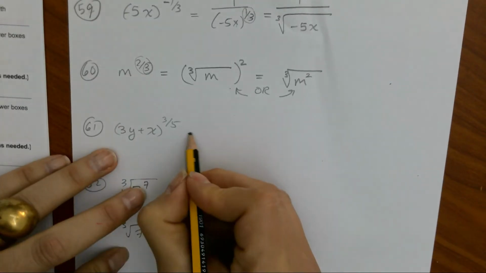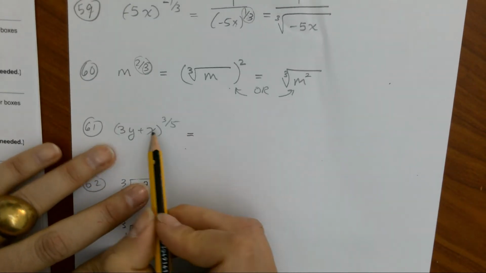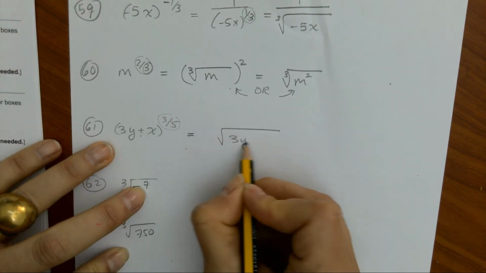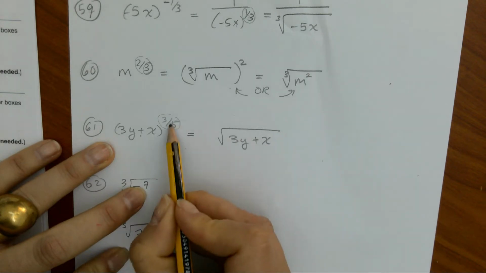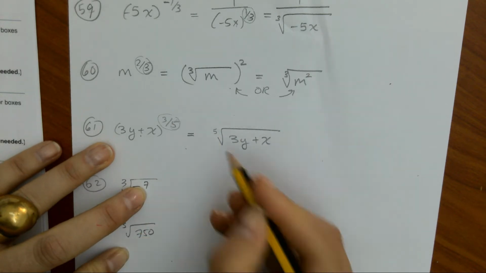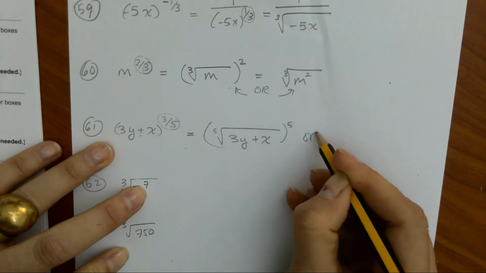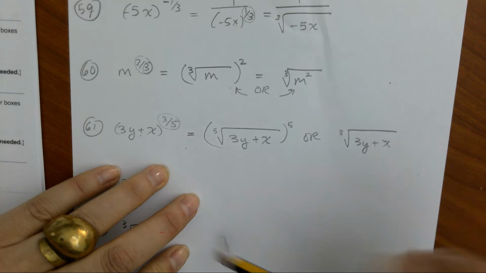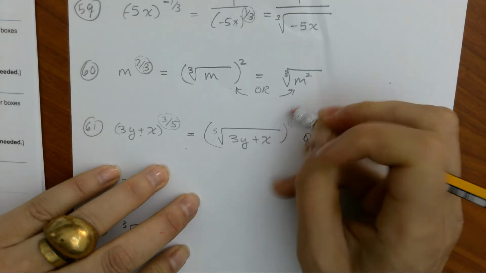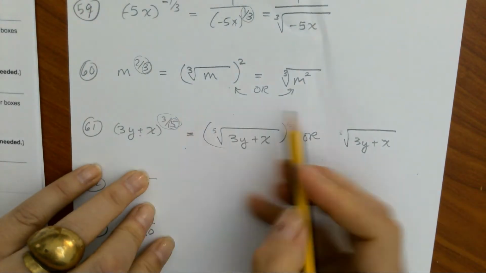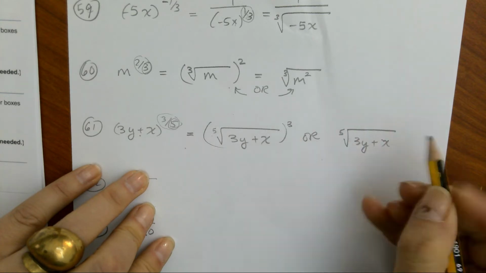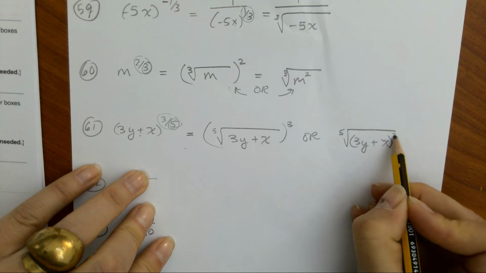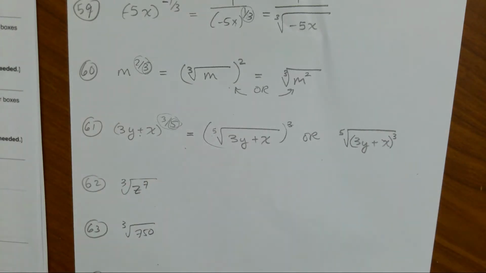61. I have to write this as a radical. Because this is a fractional exponent, I know I have to put this under my radical, and the 5 on the bottom goes as the root. So this one goes down and this one goes up. I can write this power on the outside, or I can put brackets here and write it on the inside. Both are correct. Okay.